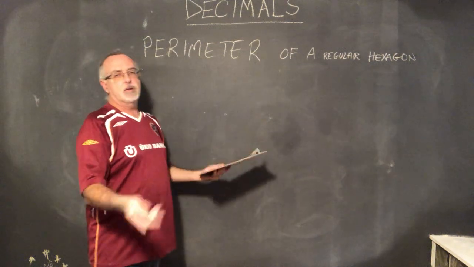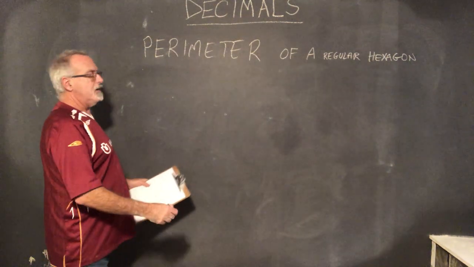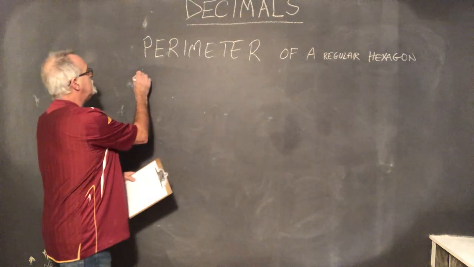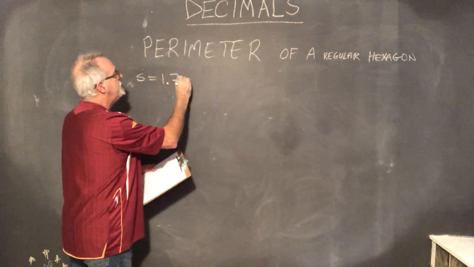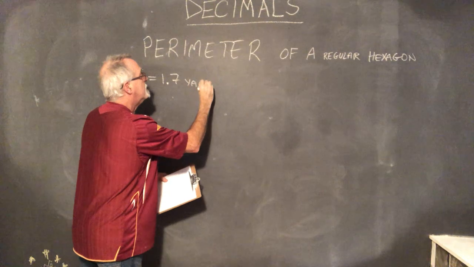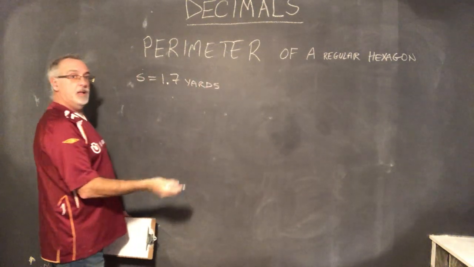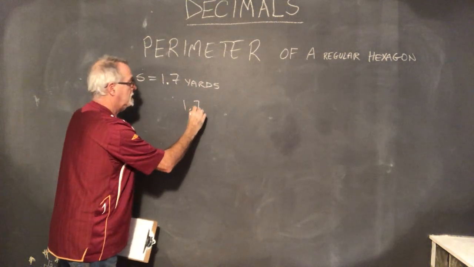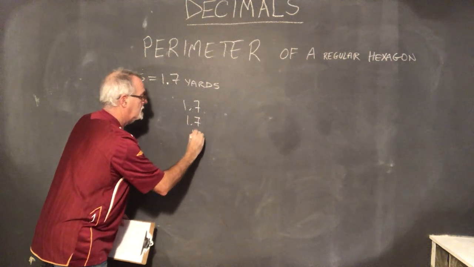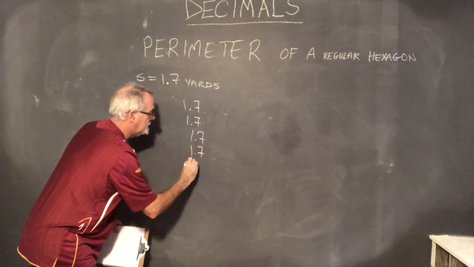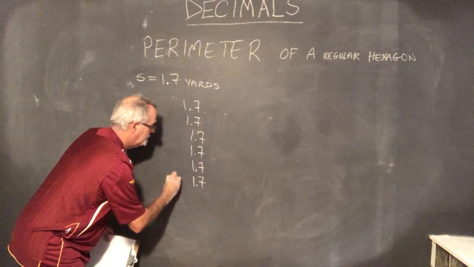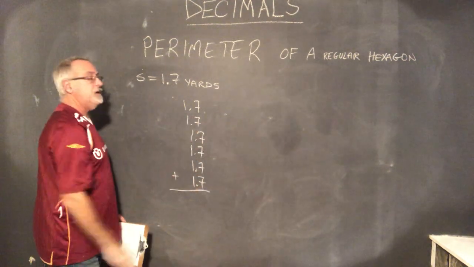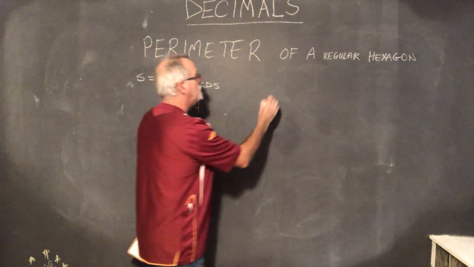Okay, so it's a regular hexagon. All the sides are the same length. I'm not going to draw the hexagon. The side length is 1.7, is that it? Yes, 1.7 yards. So I could add these, but it starts to be a bit of a pain, because there's so many of them, and that's why multiplication is so cool.